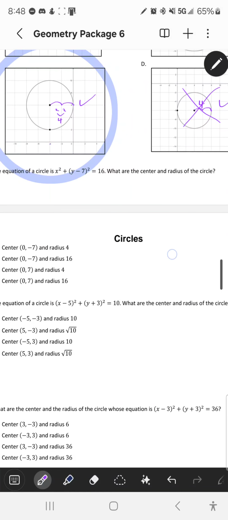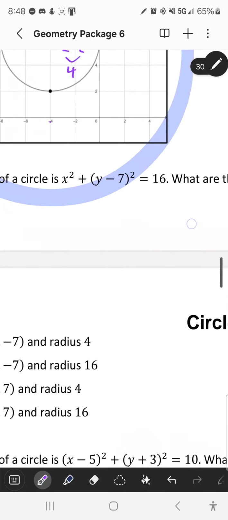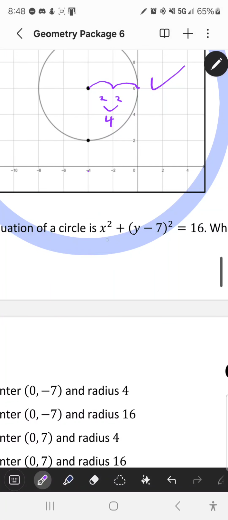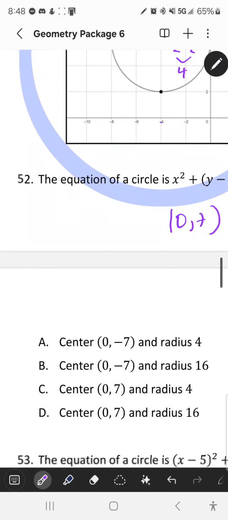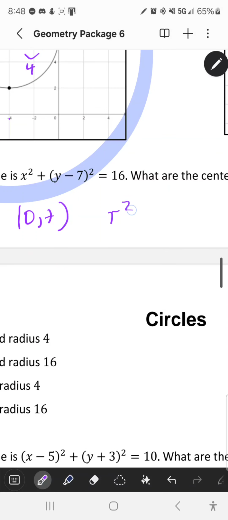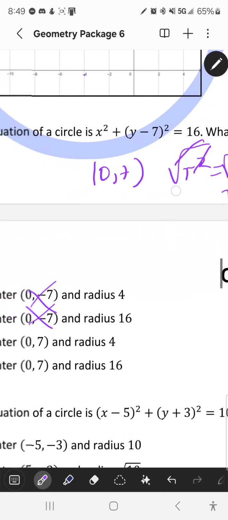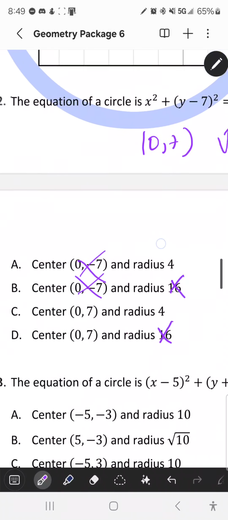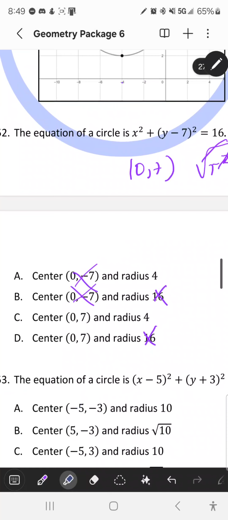Now the equation of the circle. What are the center and radius of the circle? Okay, the center first: the x has no number, so it will be 0. And then comma, the opposite of negative 7, which is 7. So we can take out a and b. Now you know this is r squared, so r squared equals 16. So we do the square root of both sides, this cancels out, so r equals the square root of 16, r equals 4. So this is not it. So our answer is C.